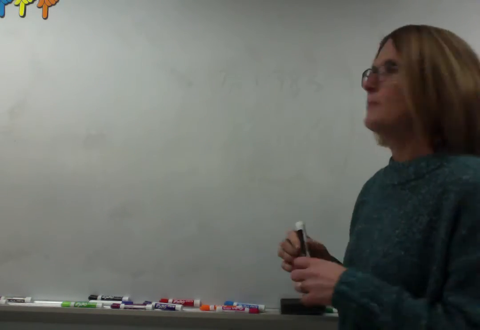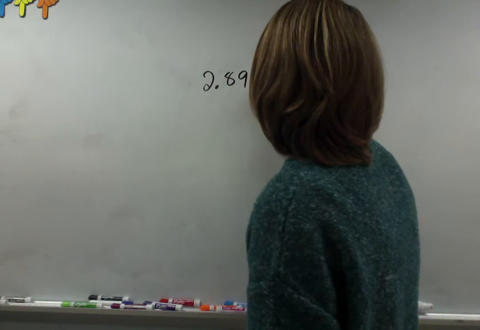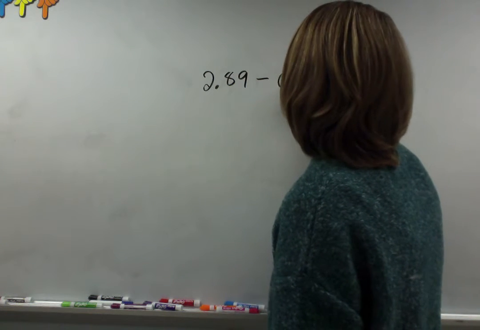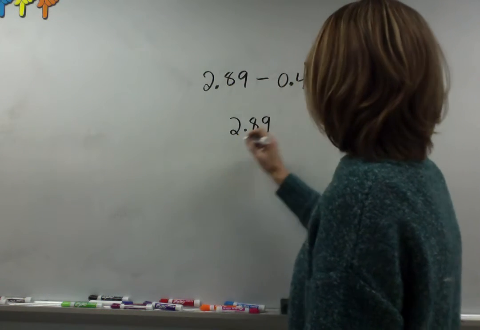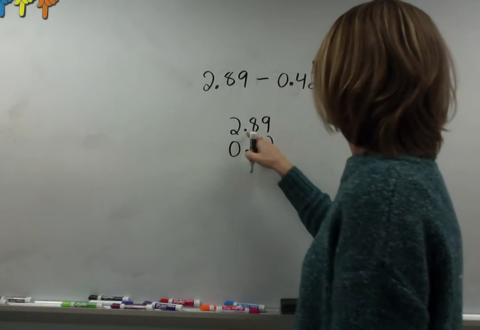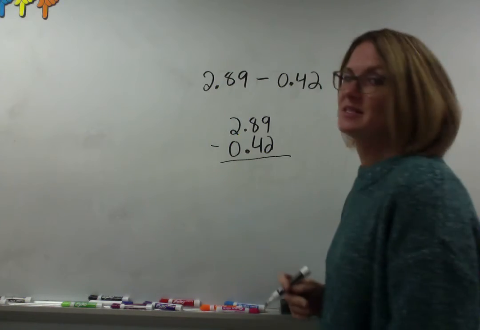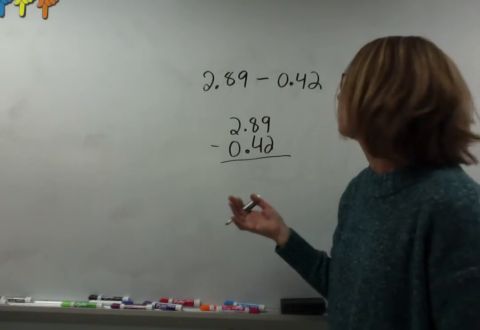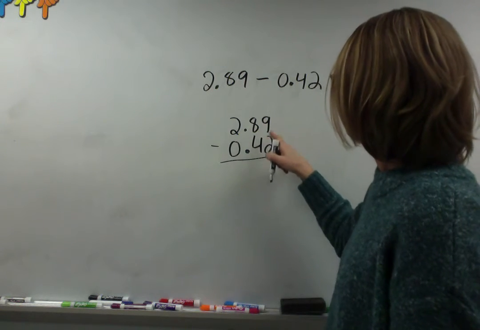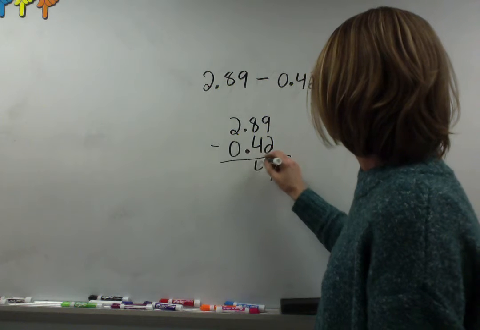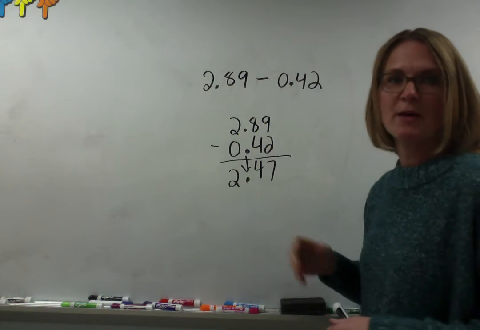So if you had something like this, if you had 2 and 89 hundredths minus 42 hundredths, first number on top, second number below, line up your decimals, line up your ones place, line up your tenths place, line up your hundredths place. This is nice and easy because they all line up perfectly. We don't have to fill anything in with zeros. And we also don't have to borrow, conveniently enough, because 9 is bigger than 2. So 9 minus 2, 7. 8 minus 4 is 4. Bring the decimal straight down. 2 minus 0 is 2. Okay, so that was an easy one.